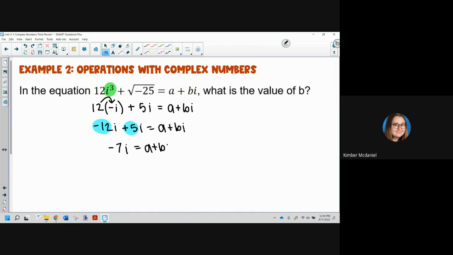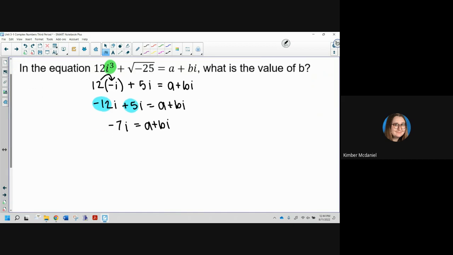Now, looking at a plus bi form, what are we missing? The a. What did we put as a placeholder in that table when we were missing the a value? 0. So I'm going to rewrite this as 0 minus 7i equals a plus bi. Now, looking at the wording of this problem, what does it actually want from us? The value of b. So, Carmela, what is the value of b in this problem? Perfect, -7.